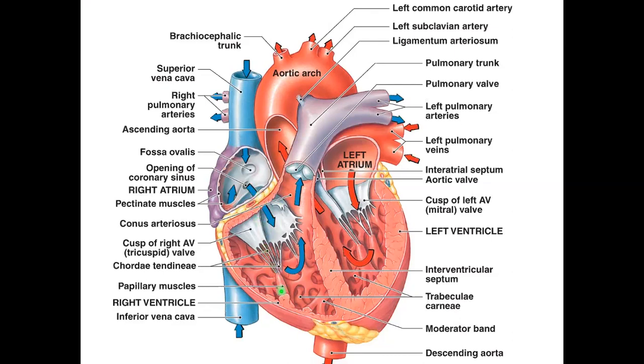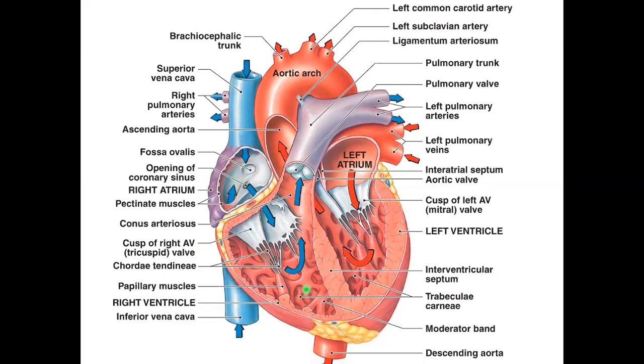It is anchored to the ventricle using these chordae tendineae and these papillary muscles. These papillary muscles actually contract and make sure that this is taut. So when the ventricles contract, these valves close and blood doesn't flow up into the atria.